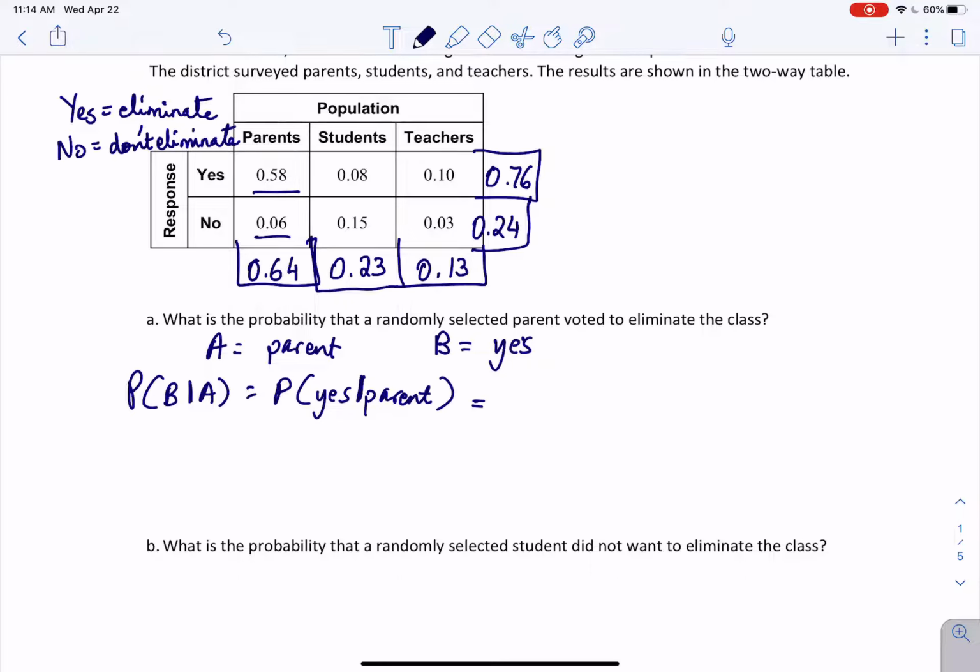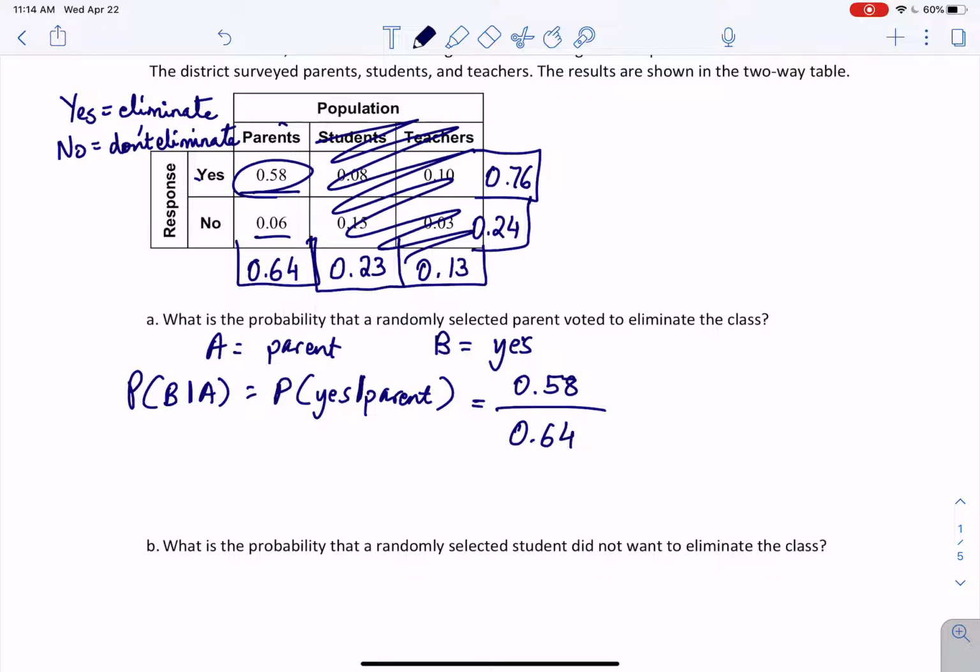And so if I look at parents who voted yes, that's 58%. But that's 58% of all the people that were surveyed, including the students and teachers. Right now, we don't care about the students and teachers. We're just looking at parents because we've picked a parent. Of the parents, there are only 64% of the people were parents. So my total here is actually 58% out of 64%. So when I divide this, I get 0.58 divided by 0.64. That's actually a 91% chance.